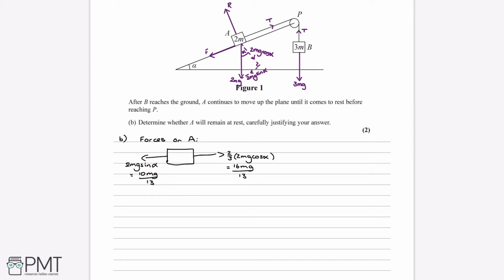So the way we'd write this is that 16mg over 13 is greater than 10mg over 13, and therefore we know that the frictional force is greater than the gravitational force, and then we can just conclude that therefore A will remain at rest because the frictional force is keeping it in place, and as it's greater than the gravitational force, it's not allowing the block A to be pulled down the slope. And this will get us both marks for this question, because our first mark is a method mark for stating this fact here.